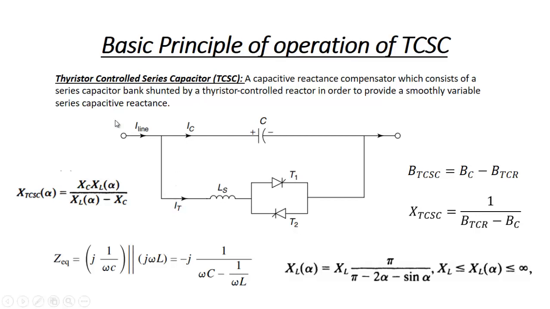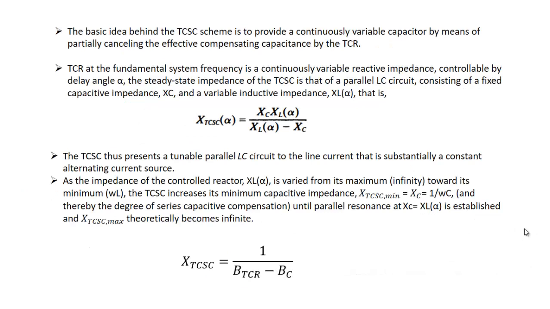So if IC is greater than IT, it will be capacitive in nature. If IT is greater than IC, then it will be inductive in nature. Usually we avoid IC being equal to IT, that is the resonance condition. In that case, BTCR will be equal to BC, which is known as the parallel resonance condition. So the TCR at the fundamental system frequency is a continuous variable reactive impedance, as we know, controlled by the delay angle alpha.